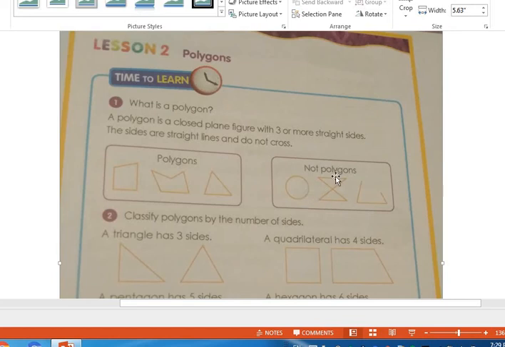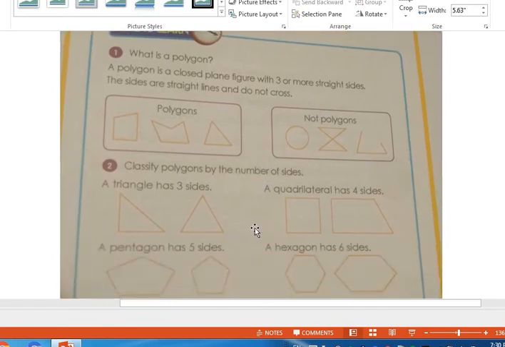Okay, these are not polygons. Why? Because the circle, for example, hasn't got any straight lines. And this is also not a polygon, because it's not a closed plane figure with 3 or more straight sides. The sides are straight lines and do not cross. So here it's crossed, so it's not a polygon. And here it's open, it's not closed, so it's not a polygon.